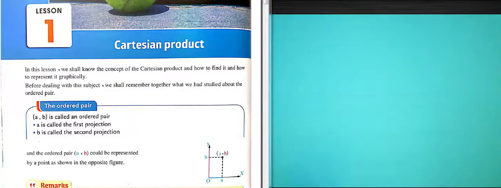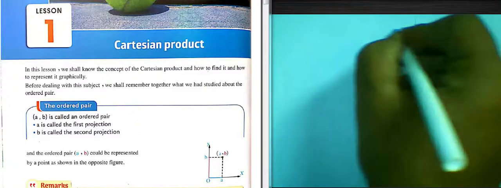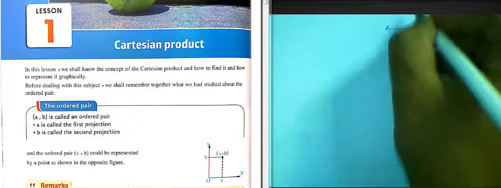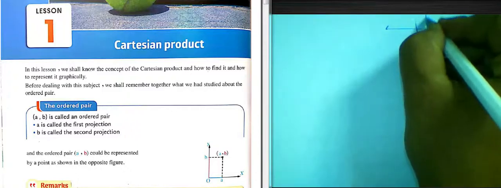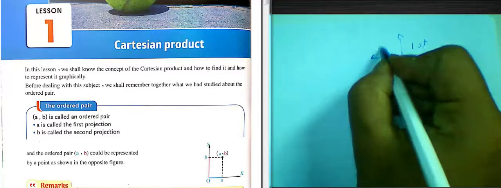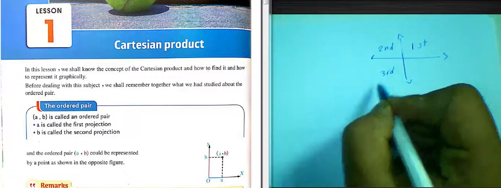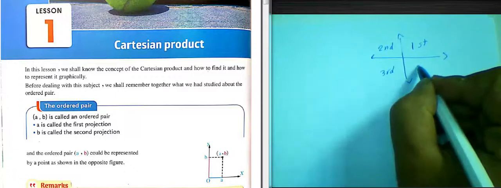Today we are going to talk about the first concept, Cartesian product. What is the meaning of Cartesian product? We studied before the quadrants: the first quadrant, second quadrant, third quadrant, fourth quadrant.